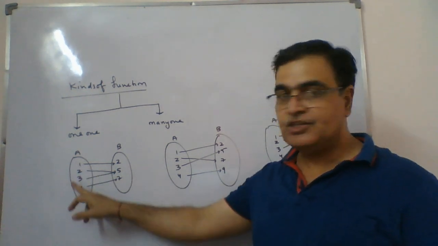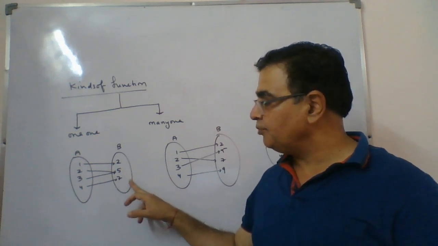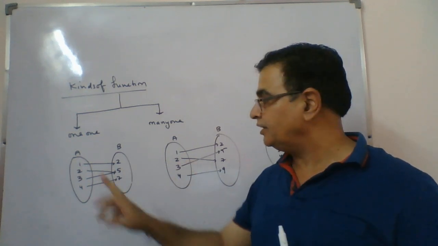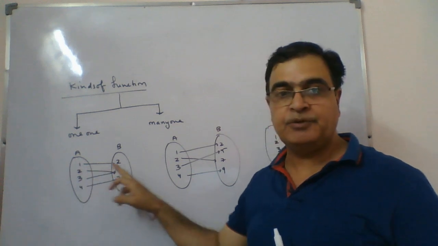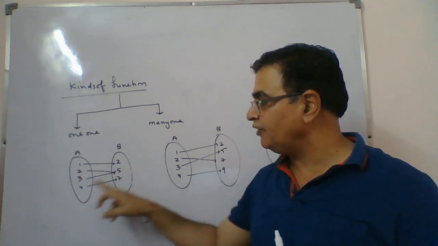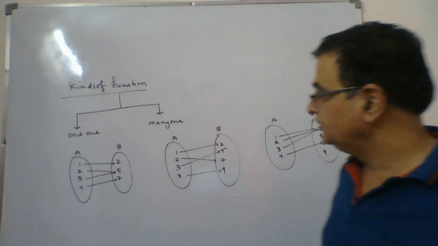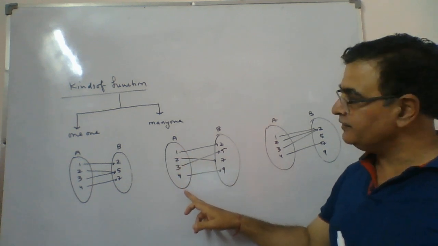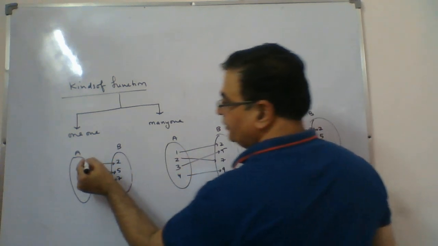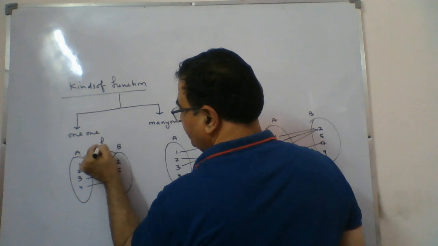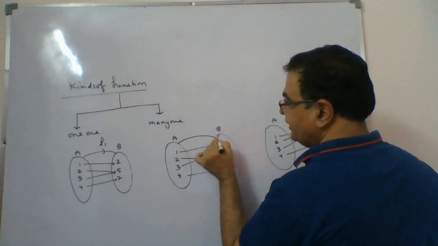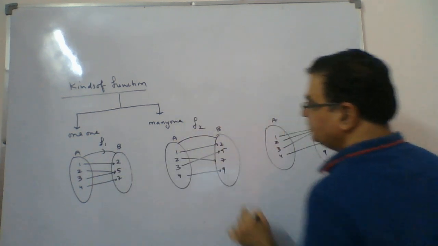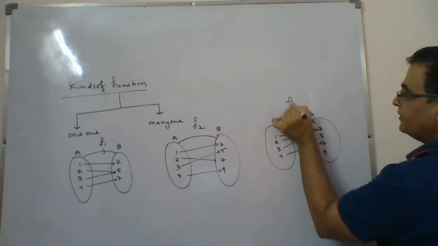Here you will find each and every element here has an image this side, and that image is unique. 1 will have the image 2, 2 will have image 5, 3 will have image 5, 4 will have image 7. Here also it is a function, yes. This function I denote by f1, this function I denote by f2, and this function I'll take as f3.